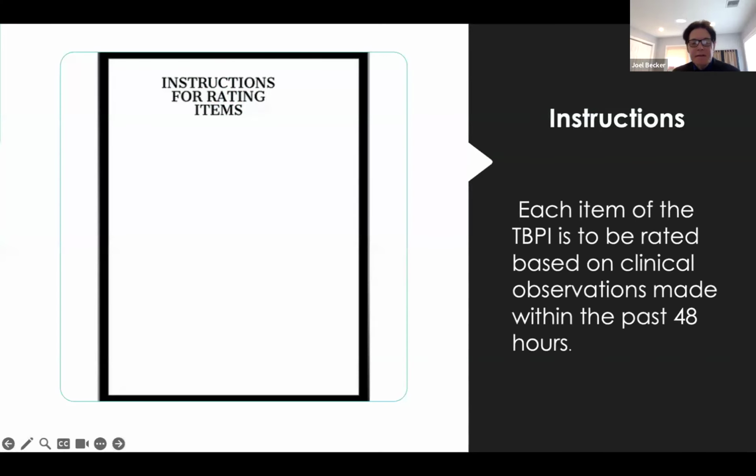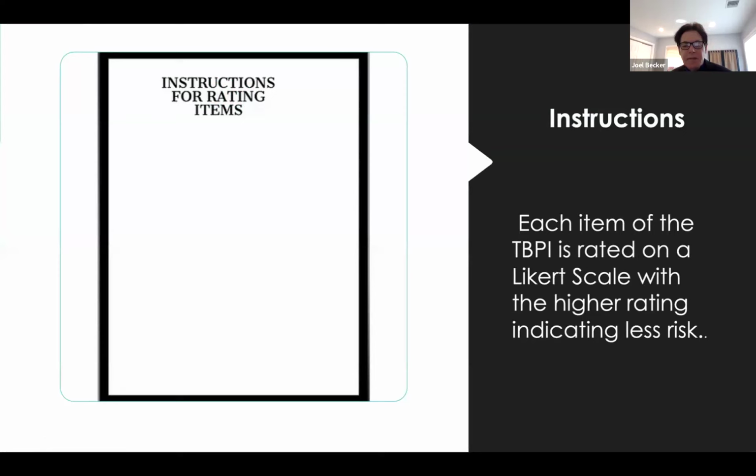Instructions for rating the inventory. Each TBPI inventory item should be rated within the past 48 hours based on observations and chart information. Each item is scaled on a Likert scale that I showed you earlier. It's a 5-point Likert scale with higher ratings indicating less risk.